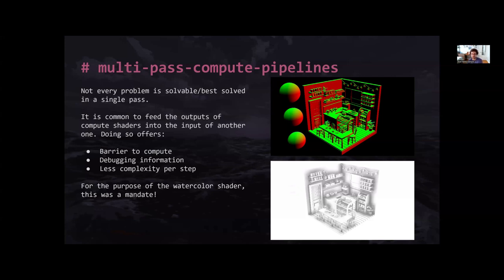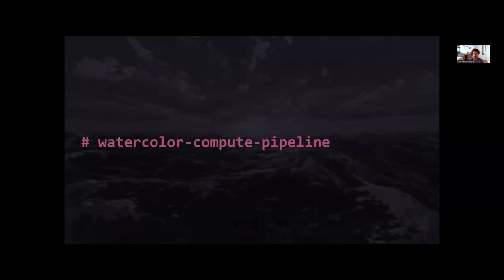And for the purpose of the effect that I made today, this was an absolute mandate. You could not do this in a single step, mainly because we need that barrier to compute in order to move forward in our process. So let's cover the pipeline I built today using compute shaders to create this watercolor effect.